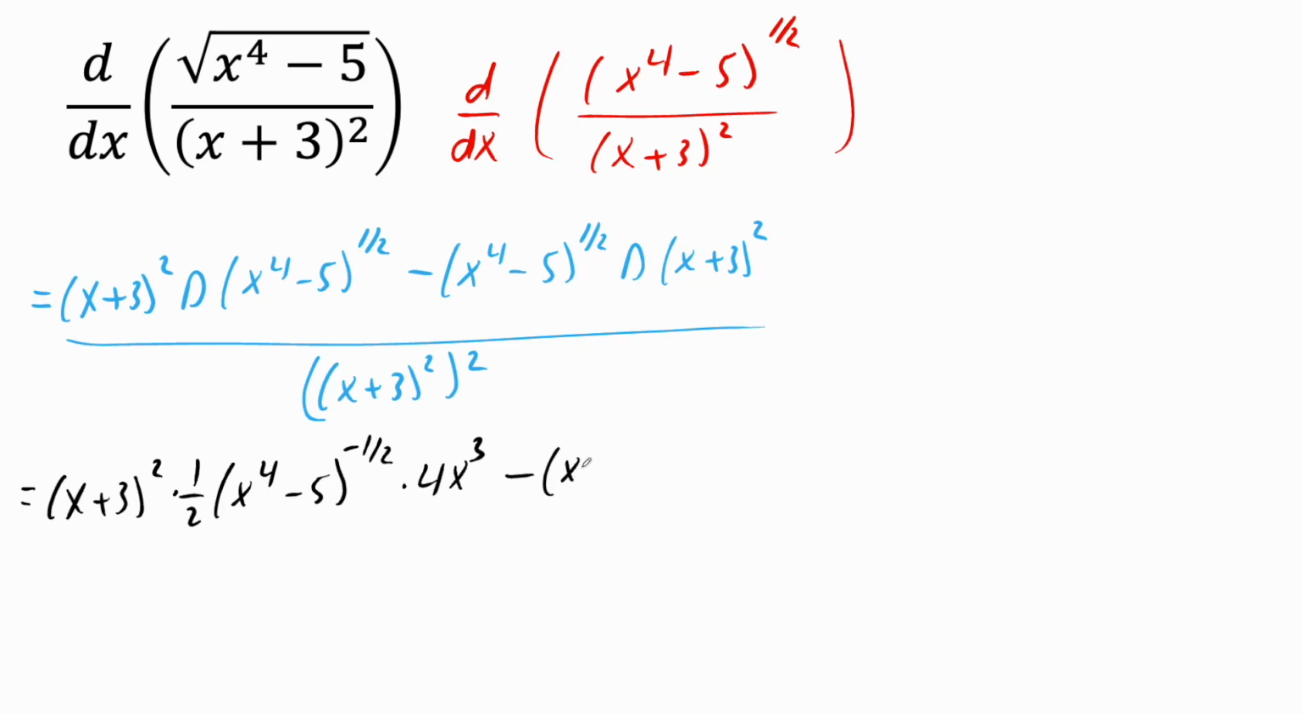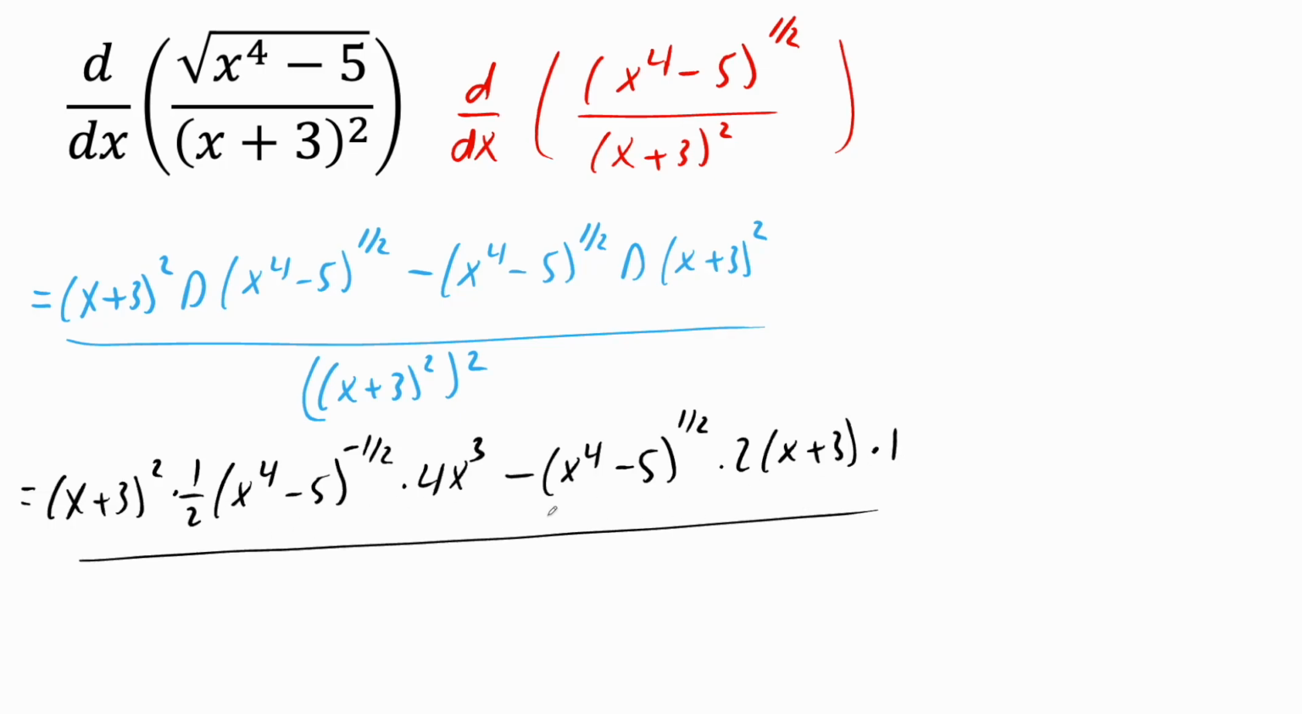Minus, we have this piece here. So (x^4 - 5) raised to 1/2. We take the derivative of this piece, so we bring the 2 to the front. So 2 times (x + 3). We do 2 minus 1, which is 1. We could raise it to 1 or just keep it like this, times the derivative of the inside piece. The derivative of x is 1. The derivative of 3 is 0. So we can say times 1 if you want. Divided by the square root of what's below.